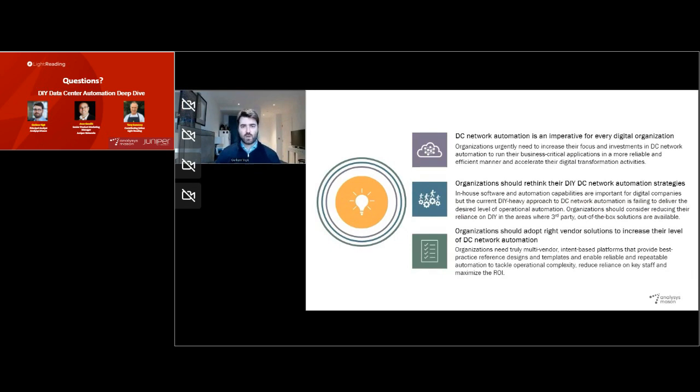So this is a really good way to drive an organization-wide automation initiative, and this can be adopted by others too. The second, not all DIY automation is bad. In fact, having in-house software development and automation capabilities is a key part of becoming a digital company.